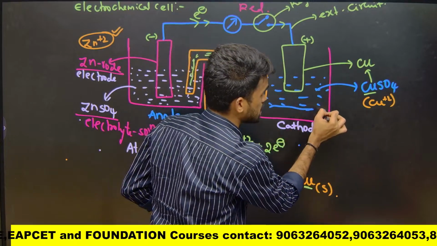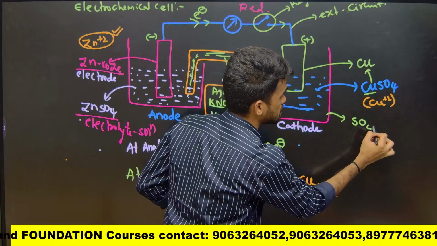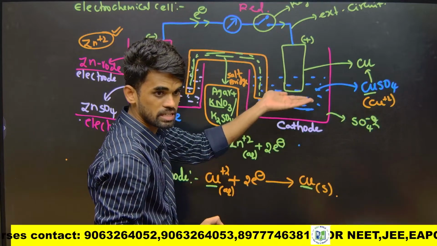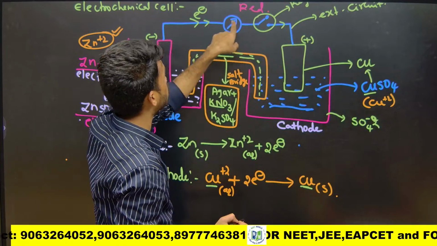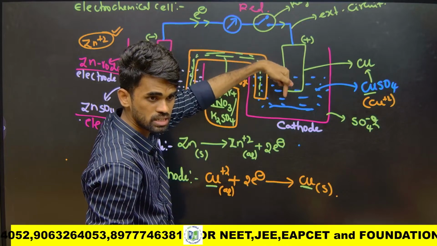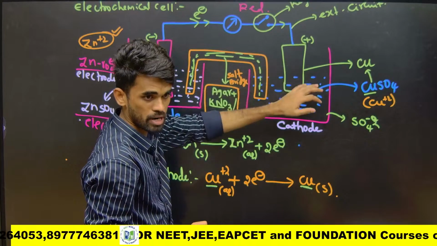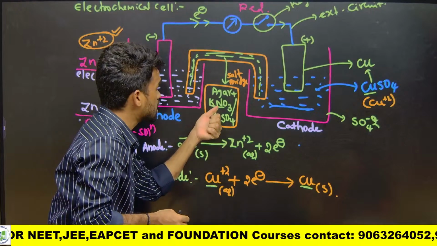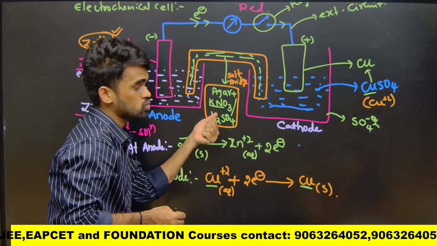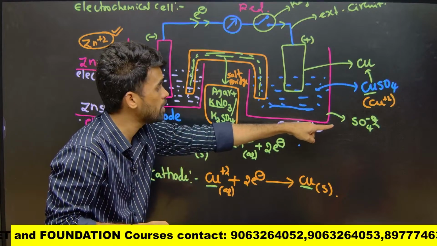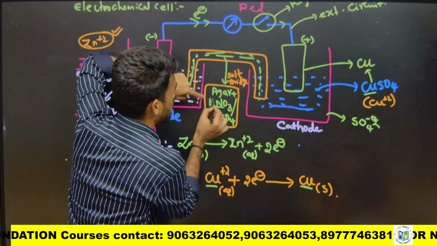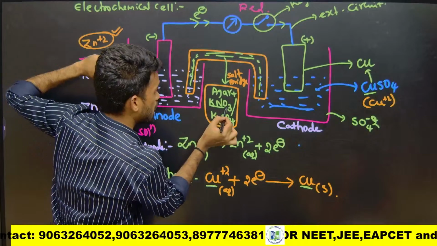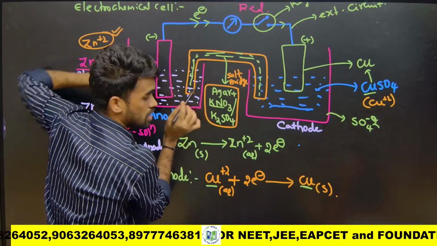So now what concentration is more here? Sulfate ions remain like this only, right. So the negative charge concentration is increasing here. Now this negative charge won't allow the electrons into this anode cathode compartment. So in order to maintain electrical neutrality, these salt electrolytes are used here. Now these sulfate ions will be neutralized by sending K+ ions from here to here, and these Zn+2 ions are neutralized by sending nitrate ions into these compartments.